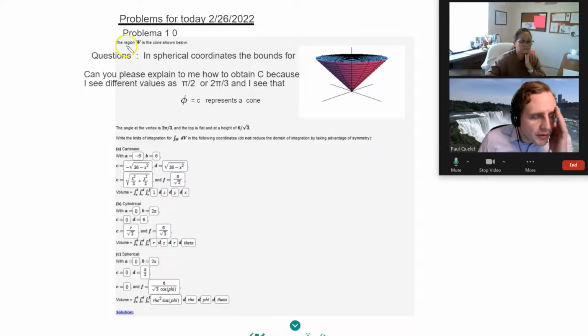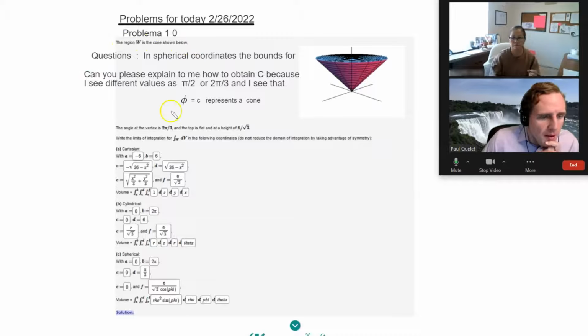So here we have the region W, which is the cone shown below. The angle at the vertex is 2 pi over 3, and the top is flat with height 6 over square root of 3. Write the limits of integration over the region W, dV, in the following coordinates. Do not reduce the domain of integration by taking advantage of symmetry.